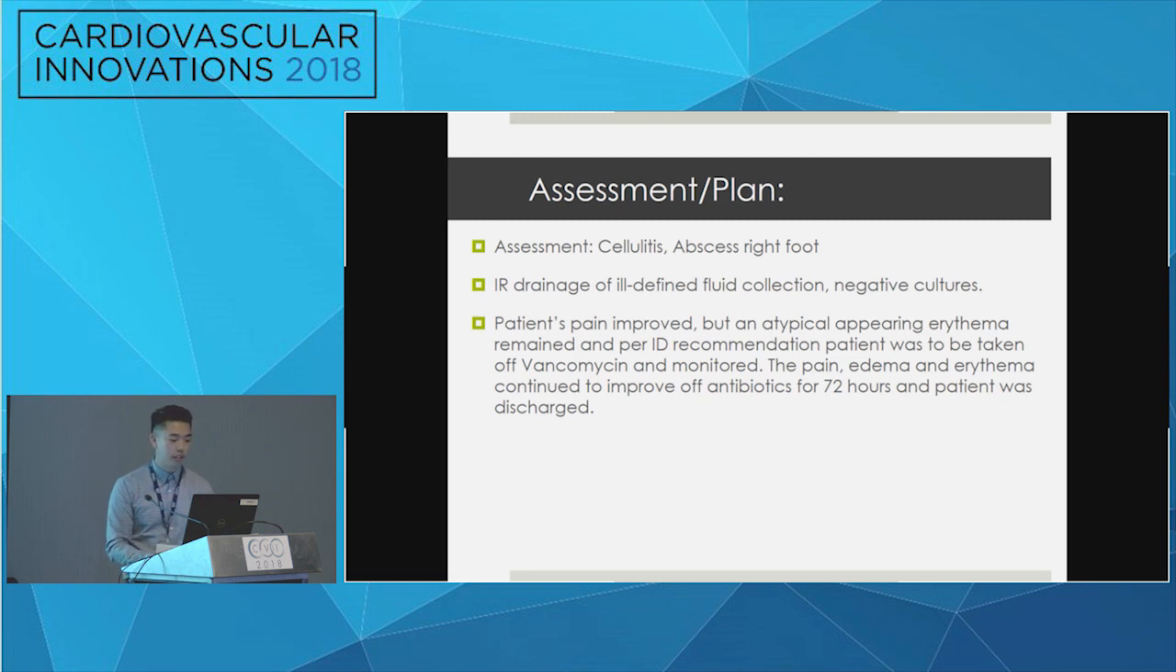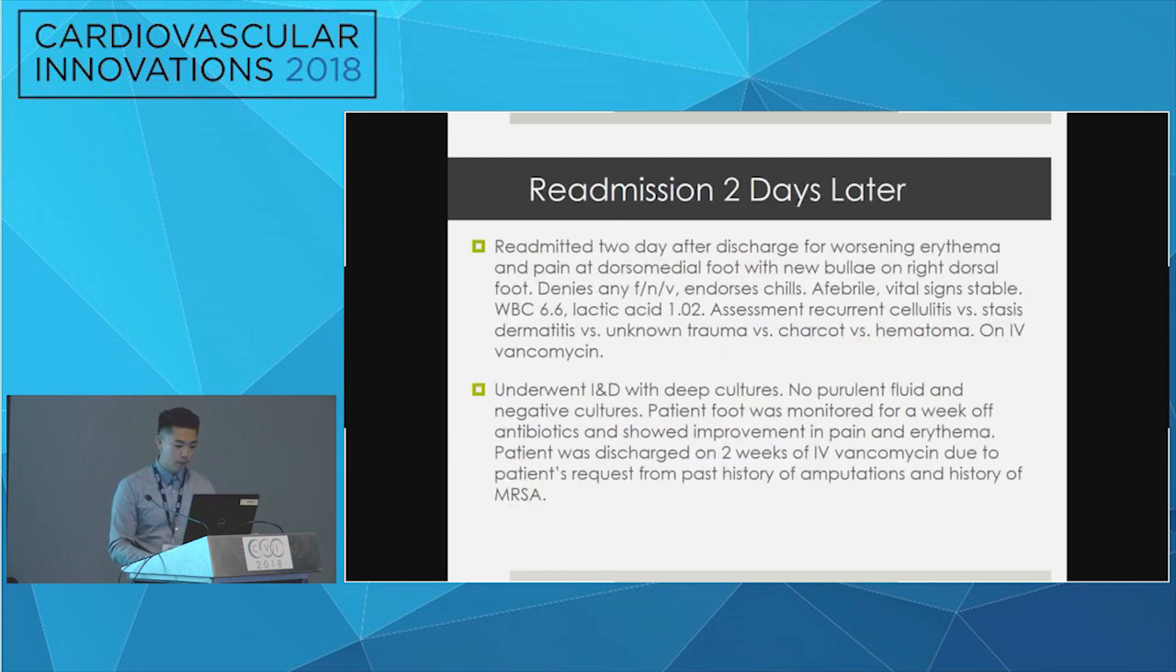IR did a drainage of this ill-defined fluid collection. They had negative cultures. So they kept him admitted. They took away the antibiotics just because the cultures were negative. They monitored him for about 3 days, and then the erythema and the pain improved, so the patient was discharged.